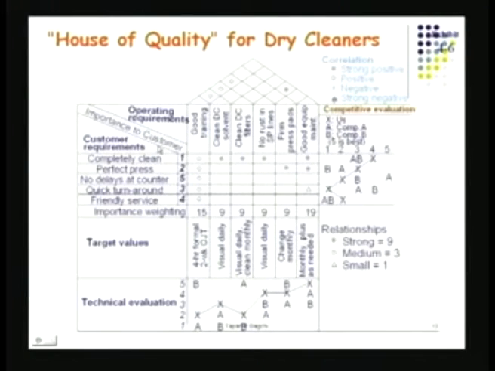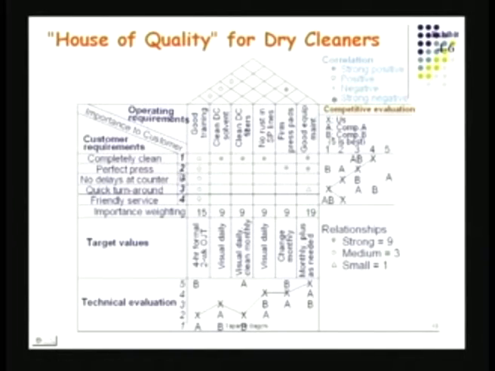What he does is a survey of people. What are the different things customers require? And this is the left wall of that house there. The customer survey reveals that people want their shirts to be completely clean. They want the press to be complete, a perfect press. They do not want delays at the counter. They want quick turnaround service. They want friendly service. These are some of the requirements that customers have pulled out.